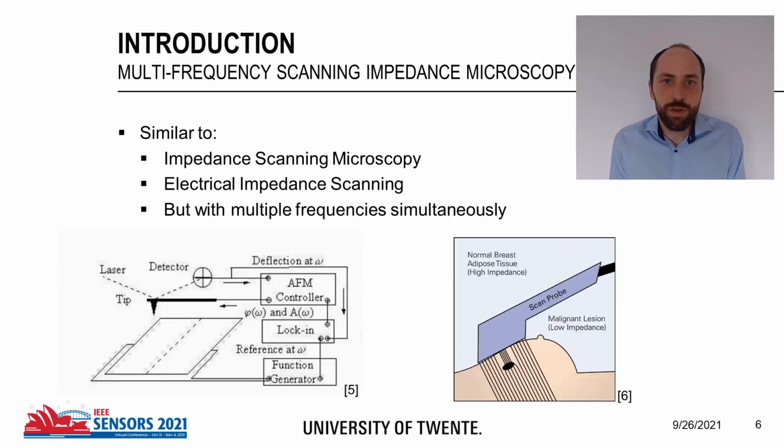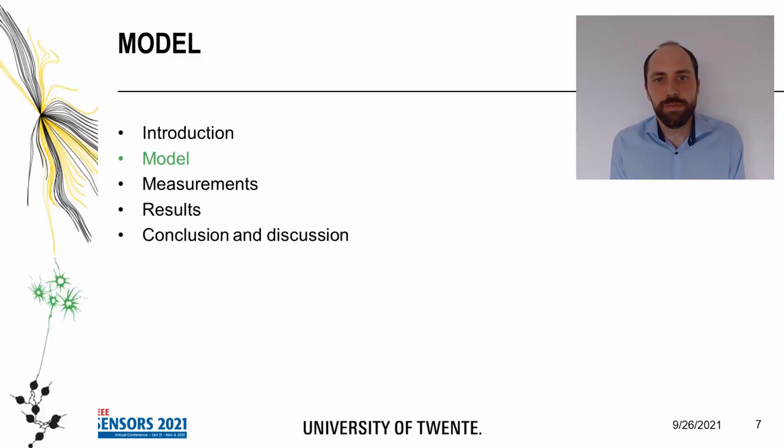In this work we have therefore looked at a different technique. This technique is similar to impedance scanning microscopy and electrical impedance scanning, in that a probe is moved over a sample and that the impedance to some reference is measured at different positions. To further understand this technique, we have analyzed it using a model.